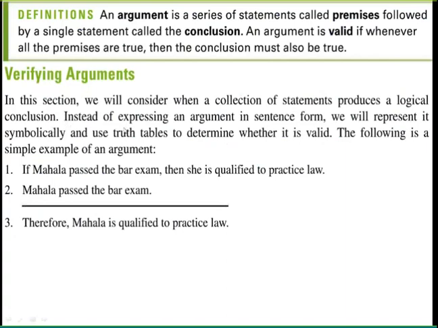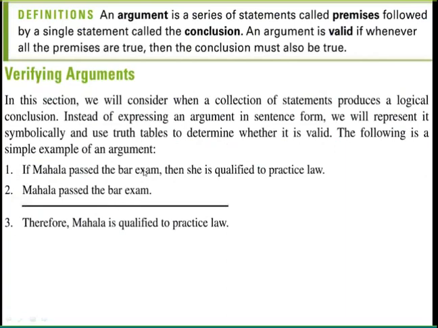And instead of expressing them in sentence form, we're going to be looking at them symbolically. We're actually not going to be looking at truth tables. We're going to be looking at a list of validation for whether or not these are true. So here's the situation. Mahala passed the bar exam. If Mahala passed the bar exam, then she is qualified to practice law. Second statement, Mahala passed the bar exam.